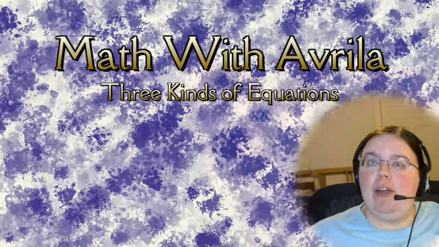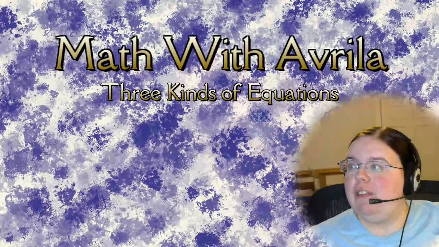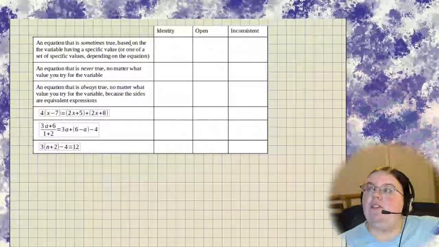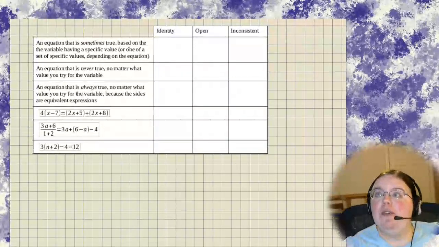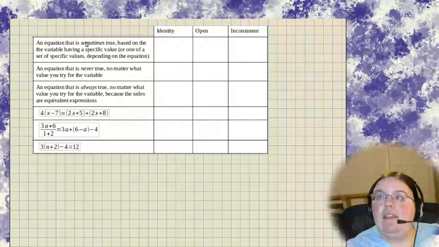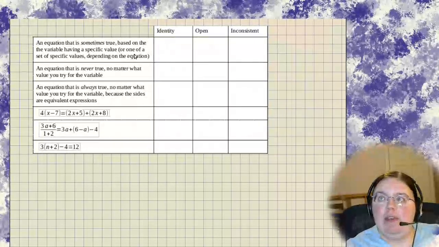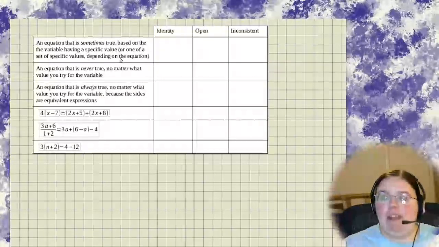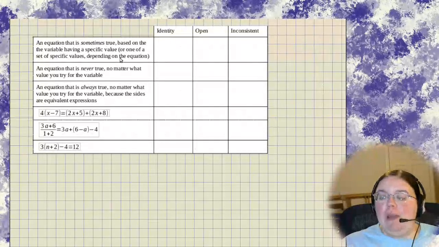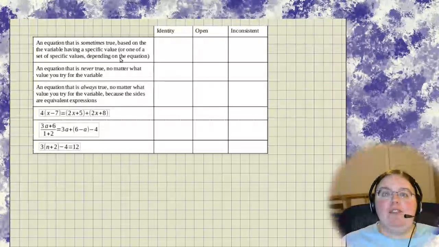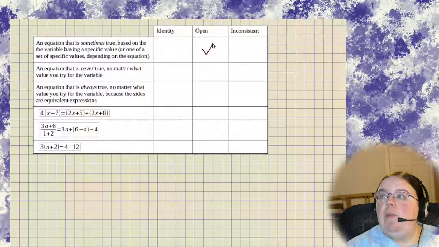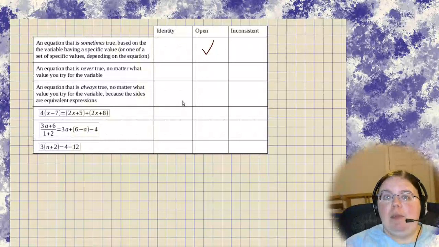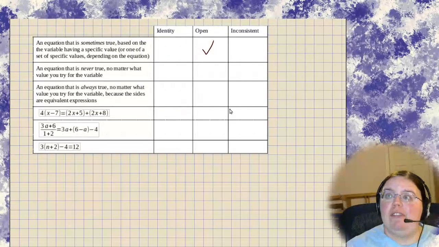In this video, we're talking about the three kinds of equations. There are three kinds of equations, and it depends on what it takes for the equation to be true. One kind is an equation that is sometimes true, based on the variable having a specific value or one of a set of specific values, depending on the equation. So there might be only one right answer, or there might be several right answers. Those are called open equations. You may also sometimes hear them referred to as conditional equations.